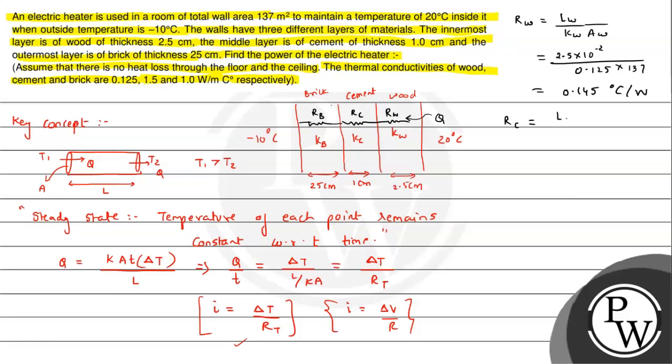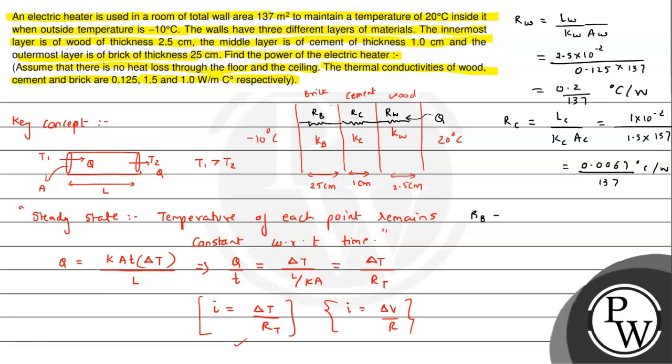It can be written as L_C upon K_C A_C. So यहाँ पे L_C की अगर हम बात करें, so it is 1 centimeter, 1 into 10 raised to minus 2, divided by K_C की अगर हम बात करें सीमेंट के लिए, it has been given as 1.5 into A_C is 137 only. So ये वैल्यू आएगी हमारे पास 0.0067 divided by 137 degree Celsius per watt.